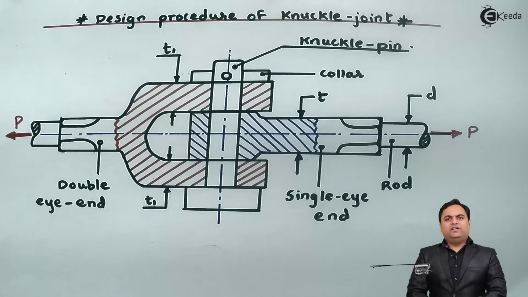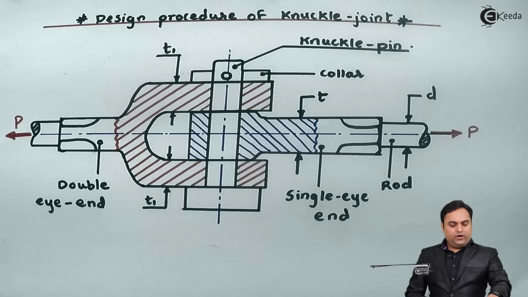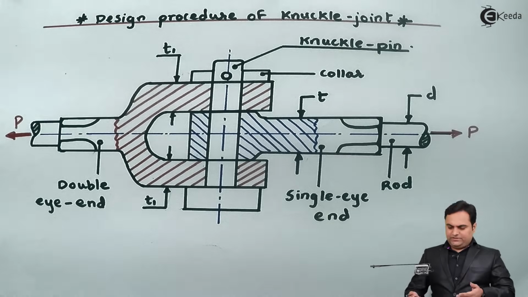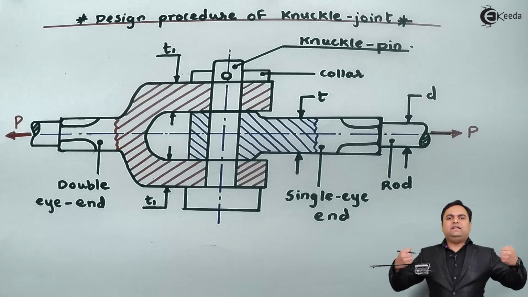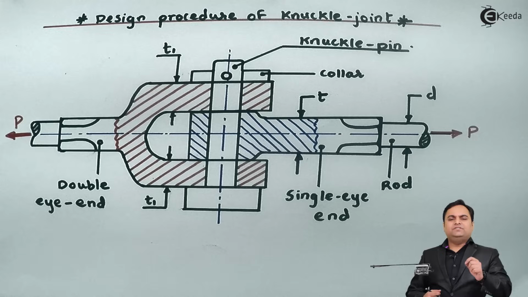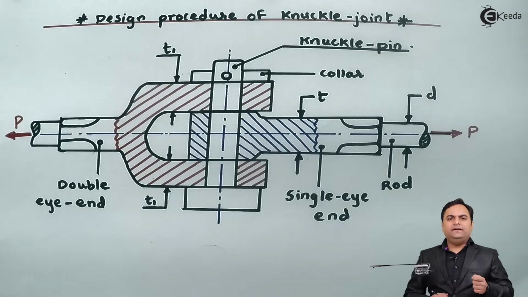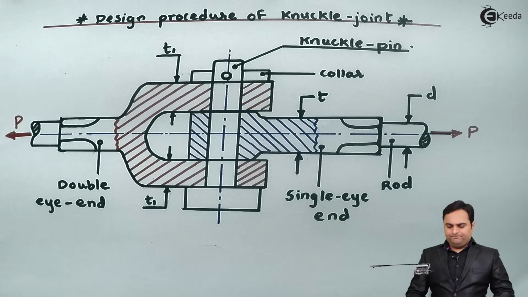Hello friends, here in this video we will see the design procedure for knuckle joint. Now for that purpose, here I have a diagram of a knuckle joint. This joint is used in case of tensile applications, that is where we are applying pull type of load.